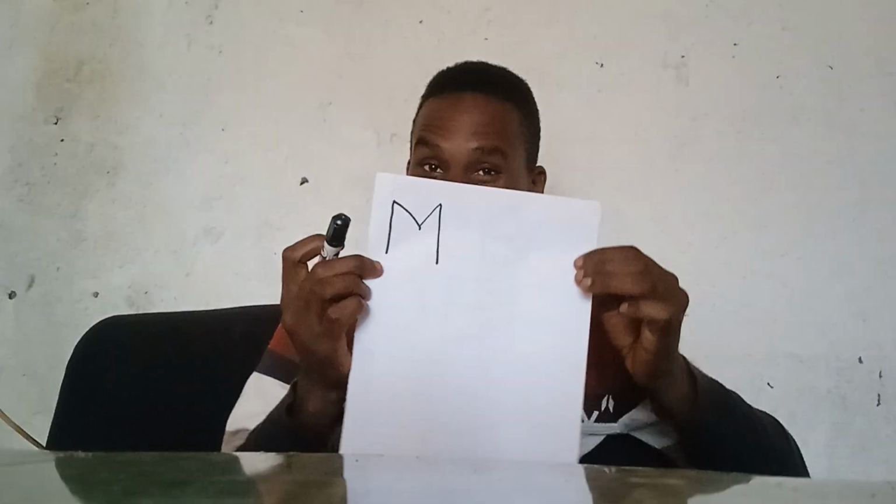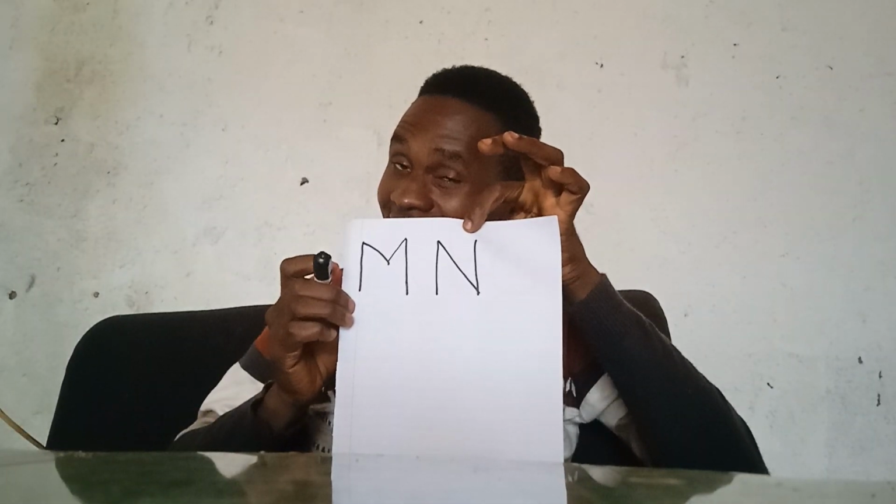Alphabet M. I'm waiting to see somebody's alphabet M. This is my alphabet M. Okay, from M we come to alphabet N. Now let's write our alphabet N. From N we come to alphabet O. Now let's do alphabet O.